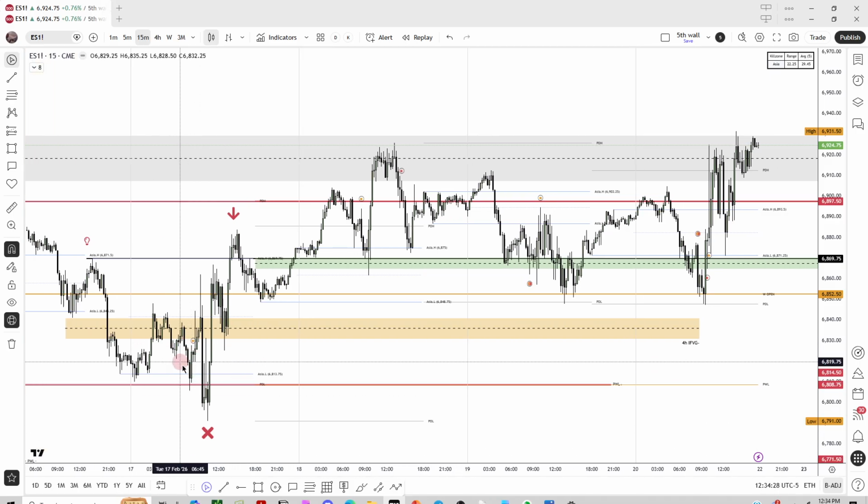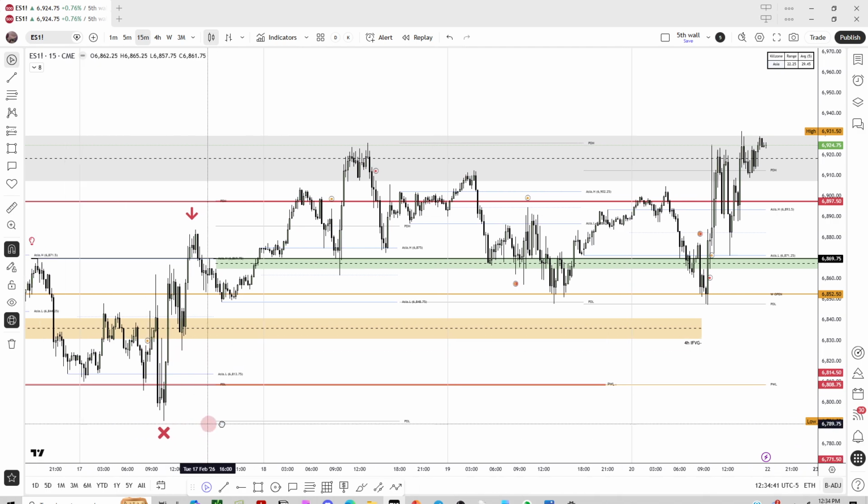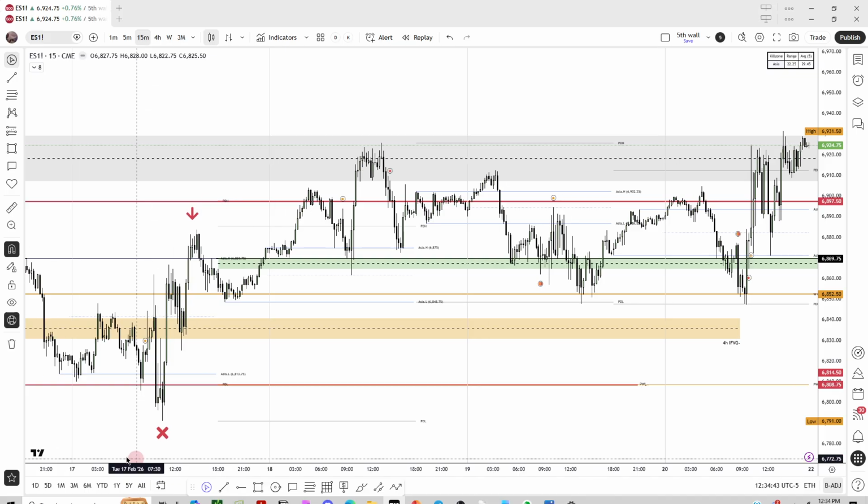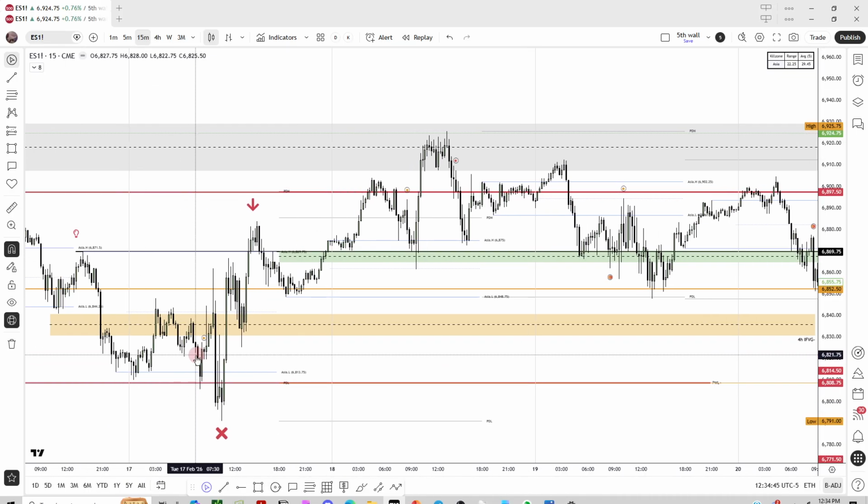This is also, there's a silver bullet between 7 and 8:30. So here you go, your stop run, your purge, your market structure shift. But also this violated bullish fair value gap here. And then price up, pulls back here.